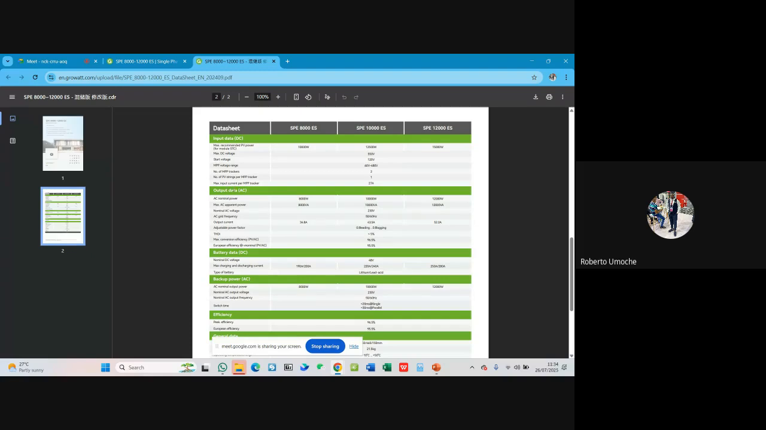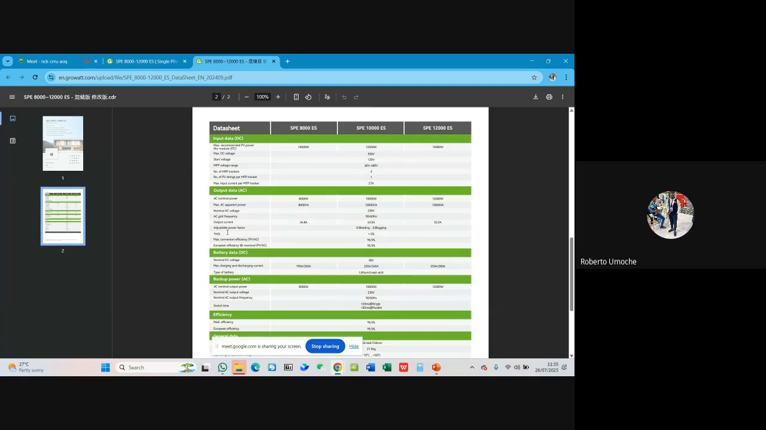Then output data. AC nominal power is 8,000 watts for 8,000 ES, and then 10,000 watts. This simply means the power factor for this particular system, for all of our systems, so to say, is 1. So maximum AC apparent power, 8,000 VA, 10,000 VA, and 12,000 VA respectively. Nominal AC voltage is 230 volts. AC grid frequency 50 Hz/60 Hz.